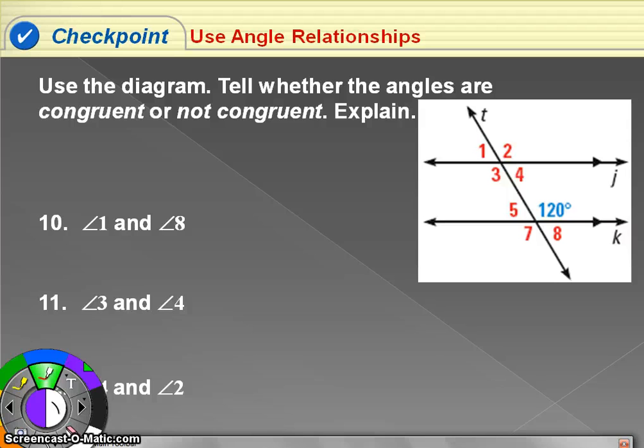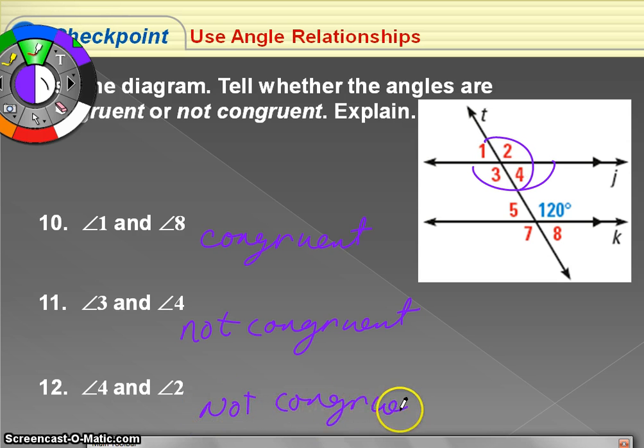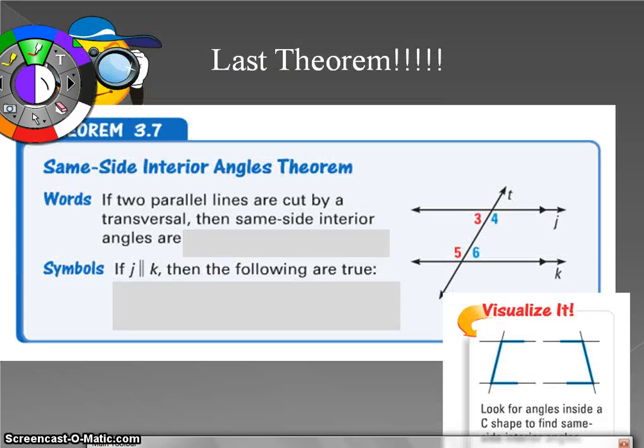Angle 1 and angle 8, so those are alternate exterior angles, so those would be congruent. How about 3 and 4? 3 and 4 right here, those actually make a linear pair. Those fit none of our descriptions, so these are going to be not congruent. Okay. 4 and 2, those also make a linear pair right here, so those are also going to be not congruent. You could also find out all of the angle measures since you know that 120 and then figure out congruent or not congruent.